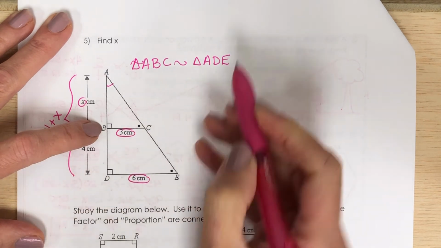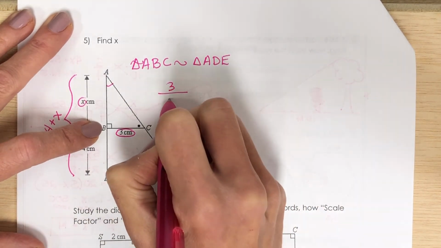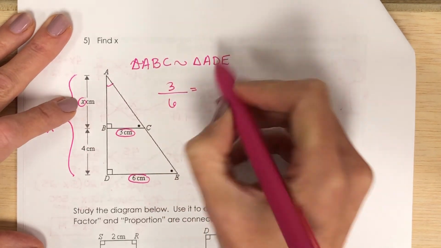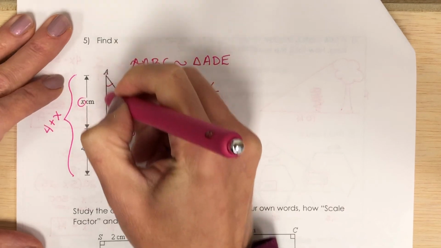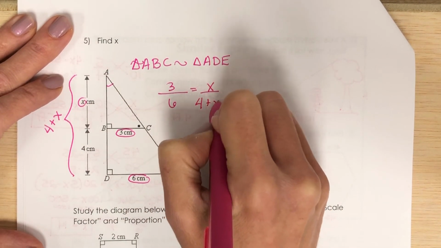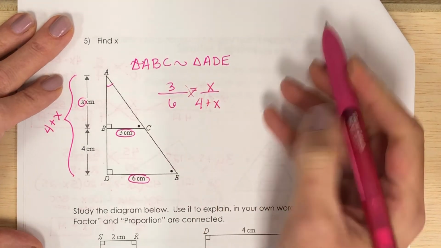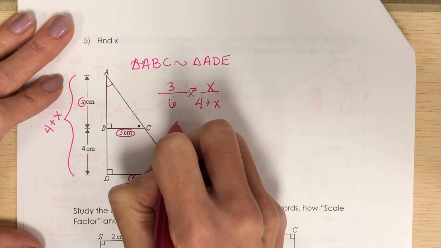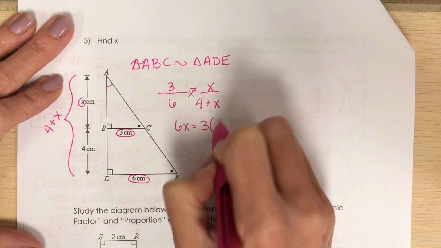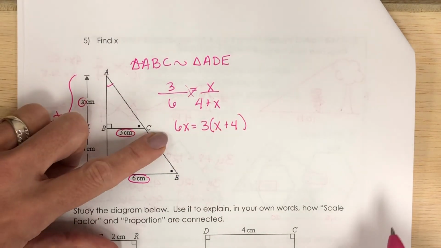So my little side, BC, over the big side is going to be the same as this little side, which is X, over this whole big side, which is 4 plus X, or X plus 4. All right, here's where I am going to cross multiply. I'm going to do 6 times X is the same as 3 times, I'm going to flip these around, X plus 4. 4 plus X, X plus 4, same thing.